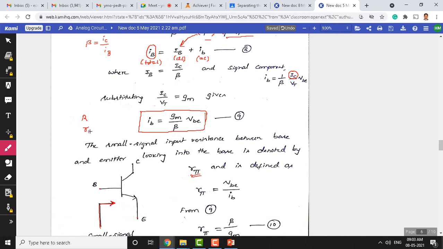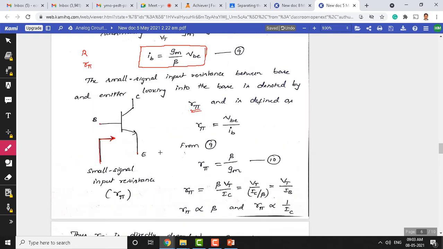So pi means it is an input resistance. The model is called a pi model. That's why this is an R pi resistance. So we understood what we mean by R pi. R pi is nothing but a small signal resistance measured between the base and the emitter looking into the base. Okay, so that is the theoretical definition.